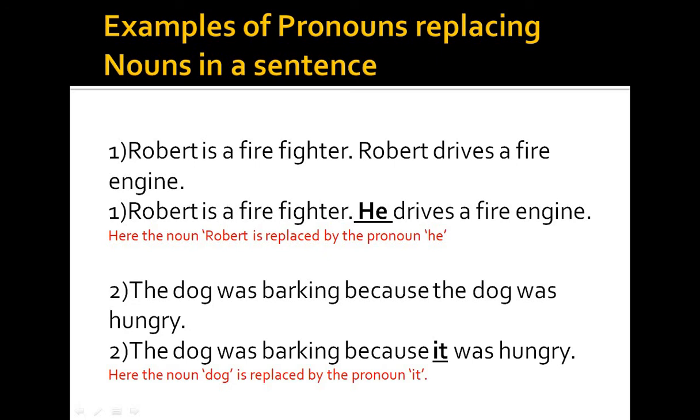The dog was barking because the dog was hungry. Now over here dog is being repeated twice in the sentence. The dog was barking because it was hungry. Now it is the pronoun over here which replaces dog.